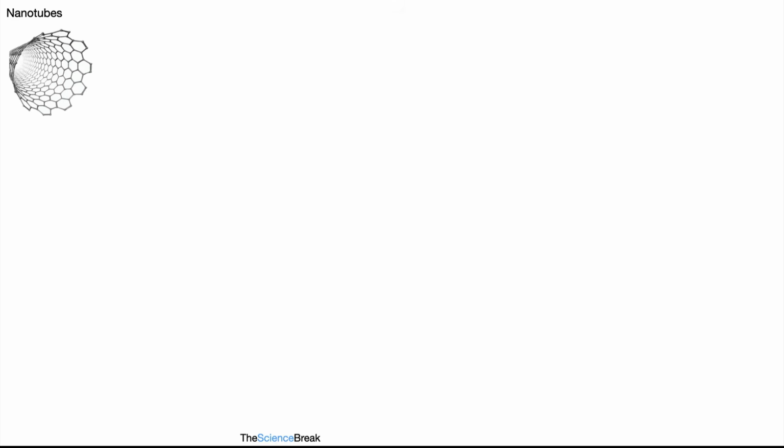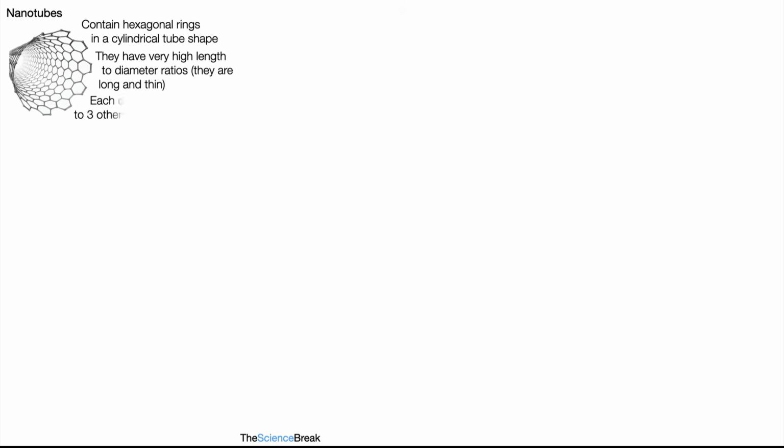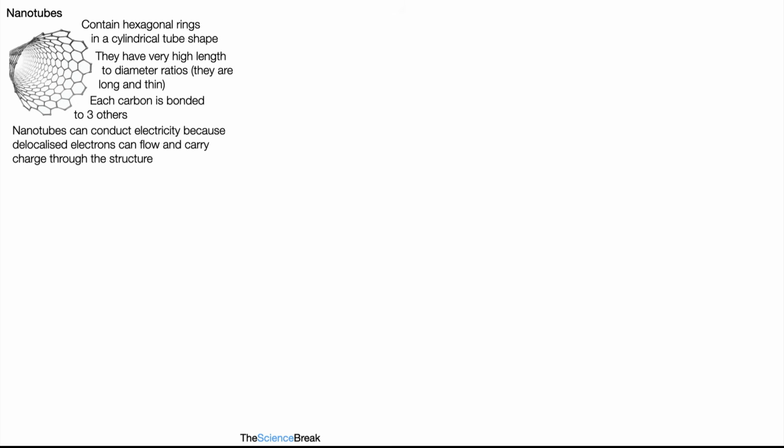Let's take a look at nanotubes. These also contain hexagonal rings, but this time in a cylindrical tube shape. Nanotubes have very high length to diameter ratios, in other words they are long and thin. Each carbon is bonded to 3 others, and nanotubes can conduct electricity because there are delocalized electrons that can flow and carry charge through the structure.